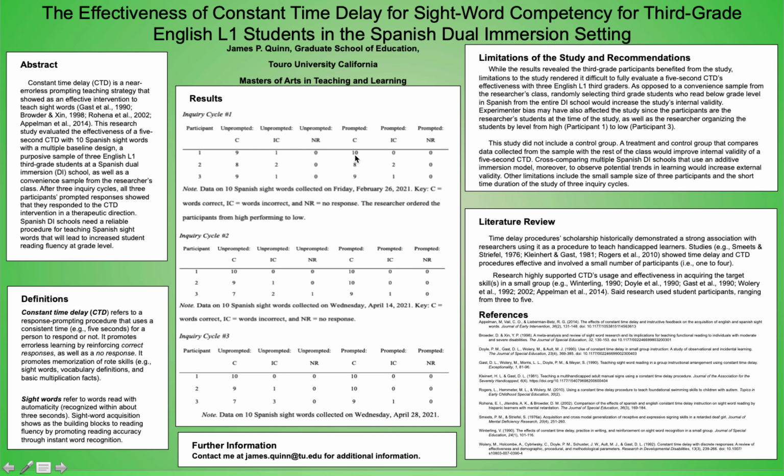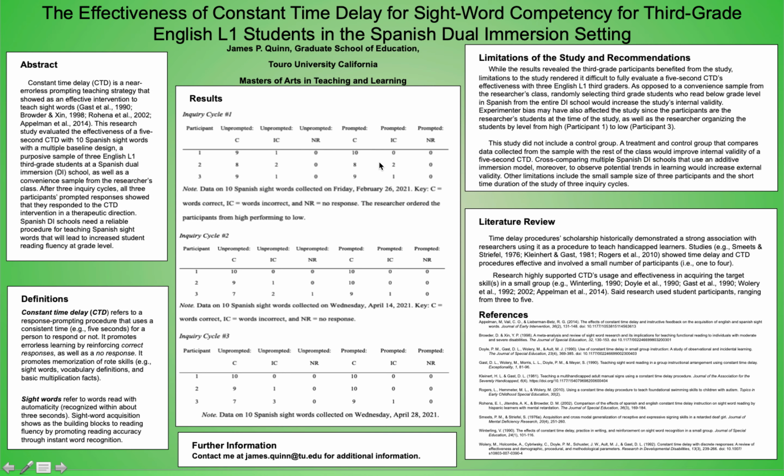Really showing mastery just after one inquiry cycle. And this would be his second exposure to the words, because prior to that, the researcher did a baseline assessment of 100 Spanish sight words. And from those 100 Spanish sight words, the researcher selected the ones that the 3 participants missed overall. And that was how those 10 sight words were selected.